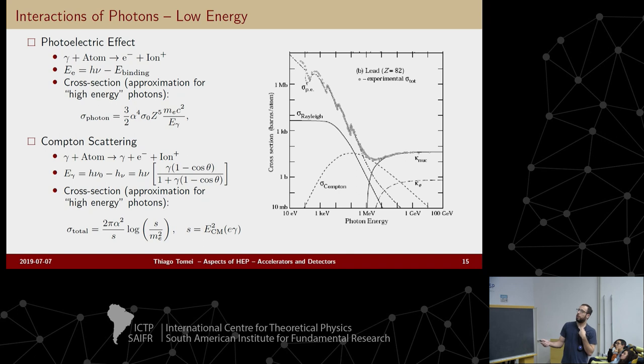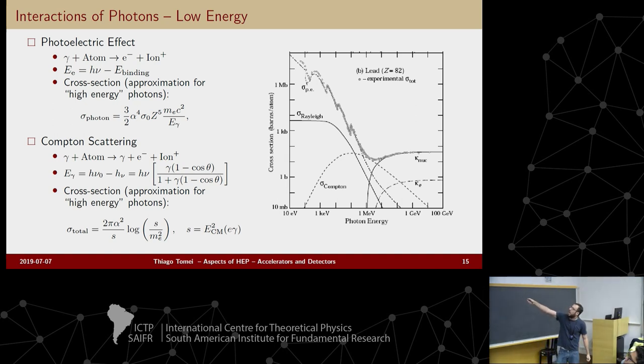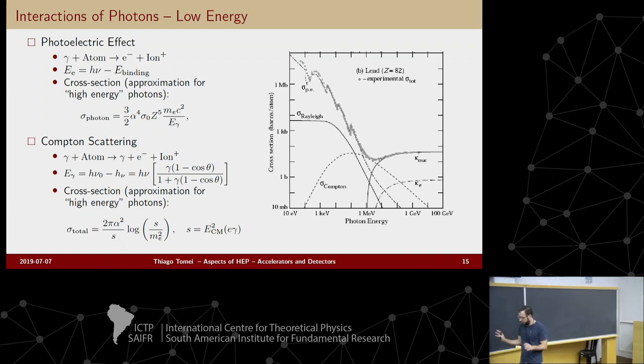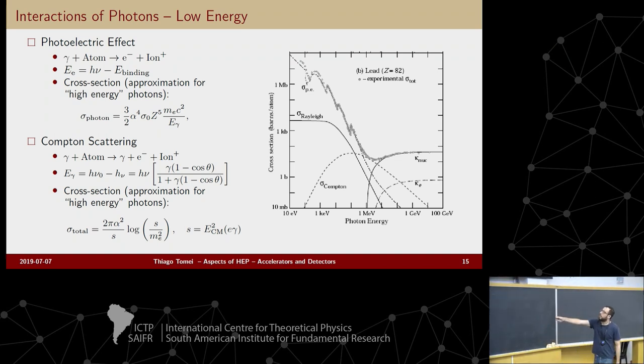And the cross-section, if you approximate it for high-energy photons, and high-energy here, quote-unquote, because this is around what? 1 MeV at most. This is peanuts for me. So that's why the quote-unquote there. It goes with 1 over the energy of the photon. And again, you can run the quantum mechanics calculations to get that, but that's not the point here.